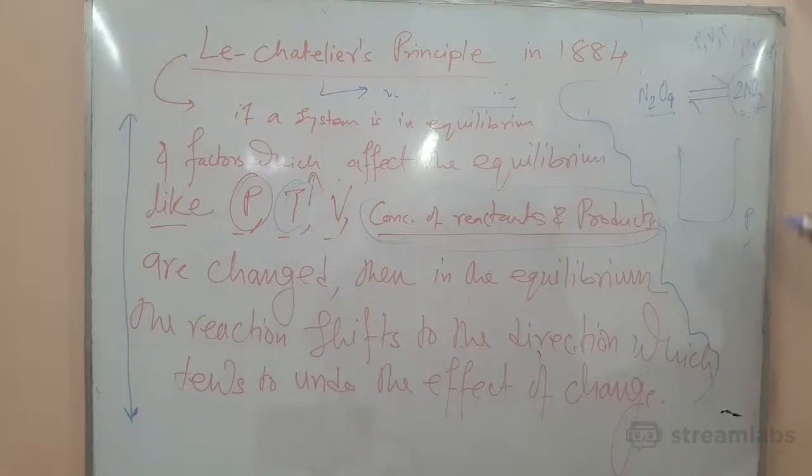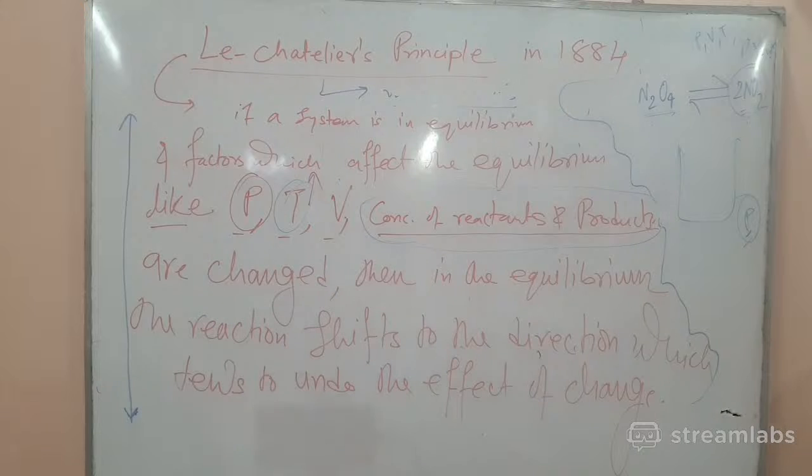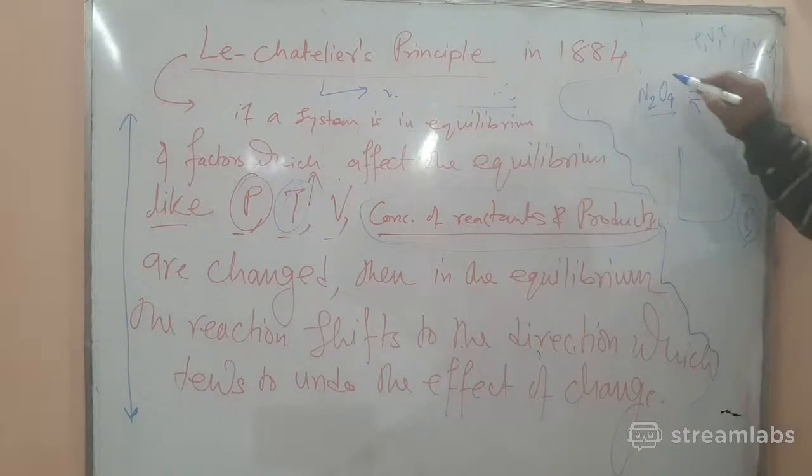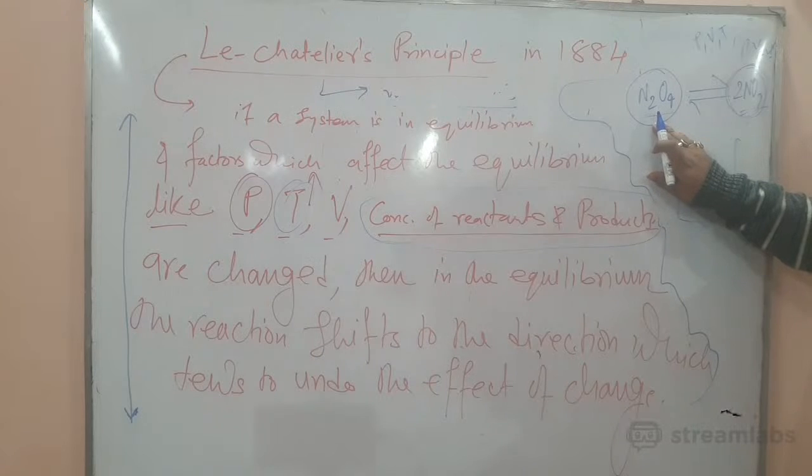So if P, what did I say? P is the total constant pressure that you are maintaining for this. Now suppose you increase the pressure. If you increase the pressure, then who is applying less pressure, this one or this one? N2O4. N2O4 is applying less pressure.